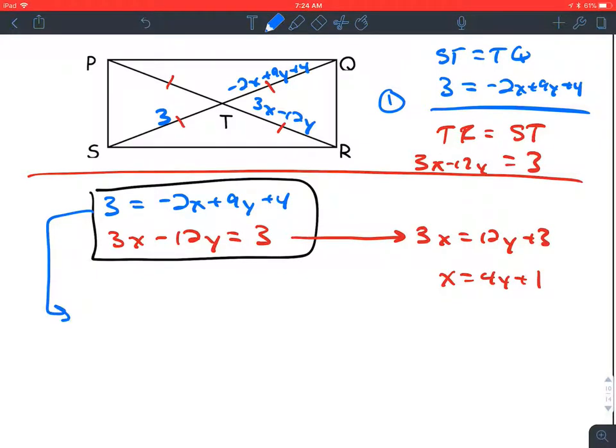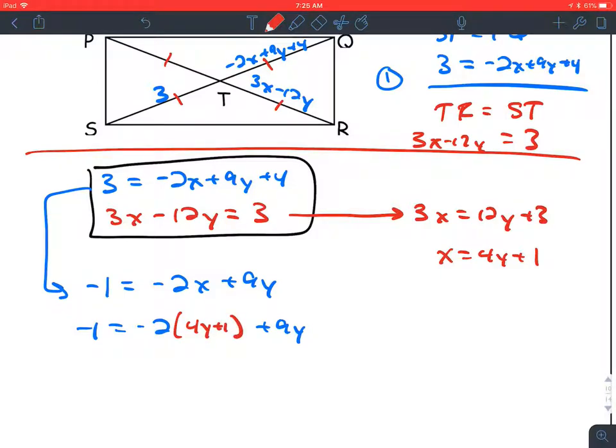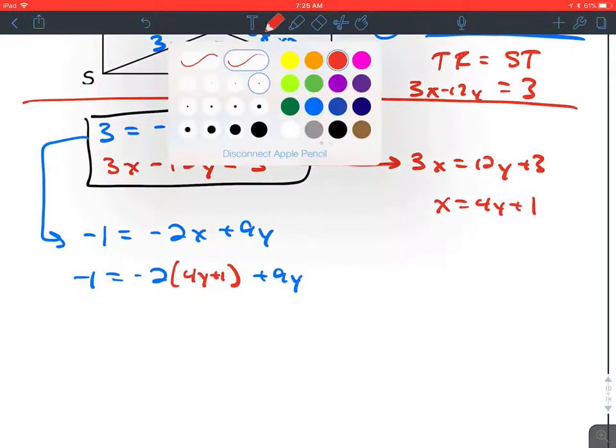I'm going to take this equation and bring it down here. I'm going to move the 4 to the other side of the equation by subtracting 4 from both sides, it's going to be negative 1 equals negative 2x plus 9y. I'm going to replace then the x with the 4y plus 1. So we get negative 1 equals negative 2 times 4y plus 1. And then we add the 9y in.